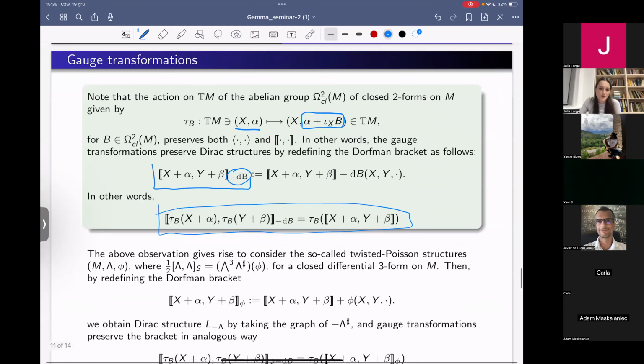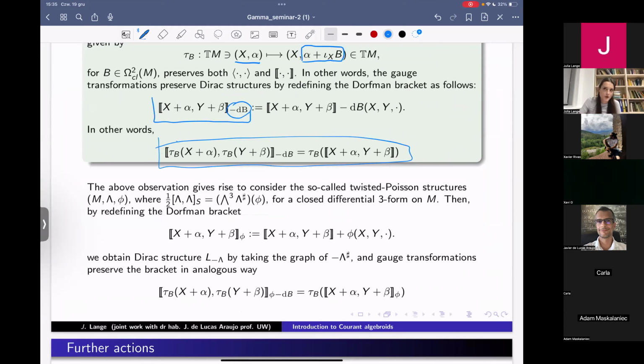So when we observe that, we can also consider more generalized structures. One of them is the twisted Poisson structure, which consists of an additional three form phi. So twisted Poisson structures are such structures that the Schouten bracket of lambda does not vanish, but is related to the 3-form phi in the following way. Okay. And this phi is a closed 3-form.